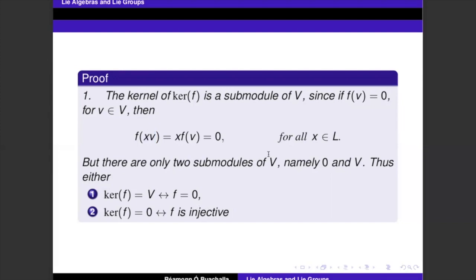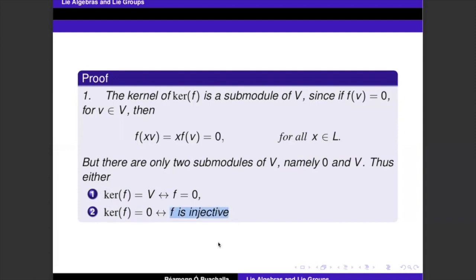But there are only two submodules of V, namely 0 and V. Thus, we have two options. Either one, the kernel is equal to V, which means that f is equal to 0. So the kernel kills everything. That is to say, f is the 0 map. Or two, the kernel is equal to 0, which is to say it's injective.